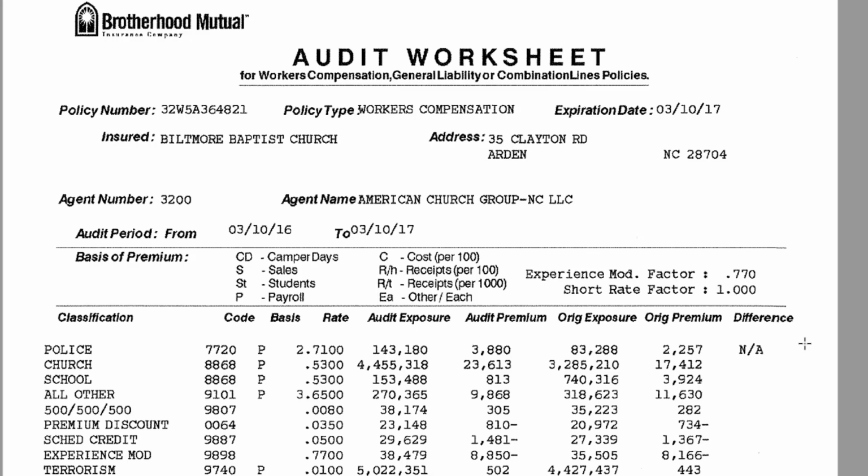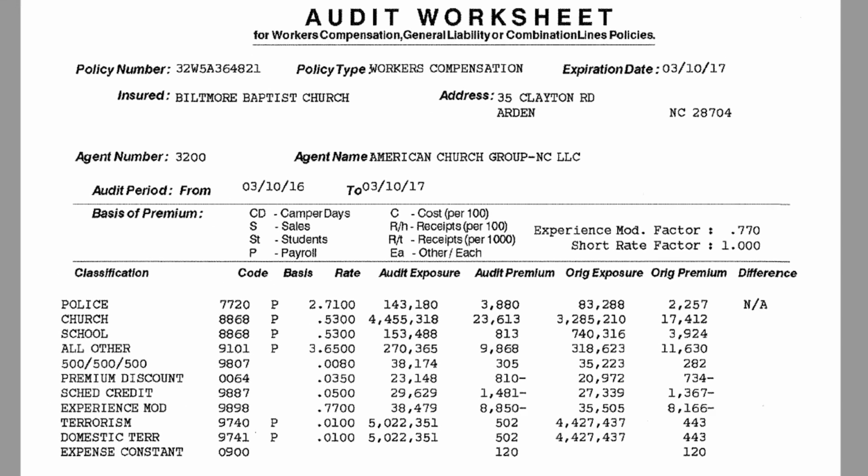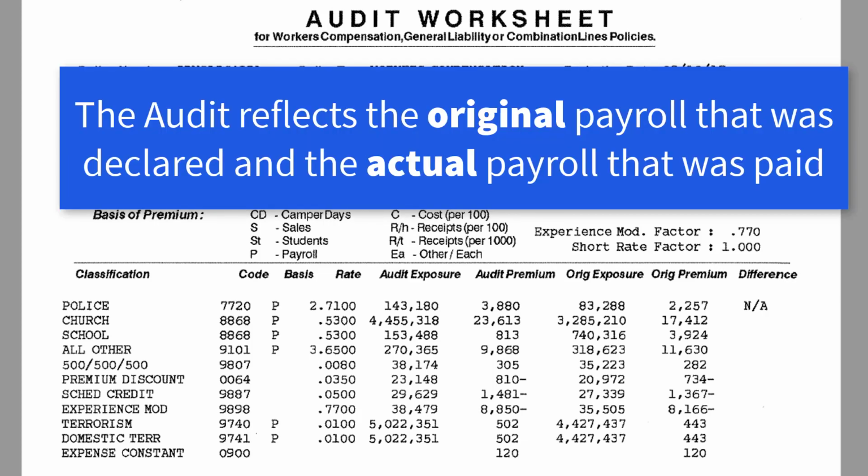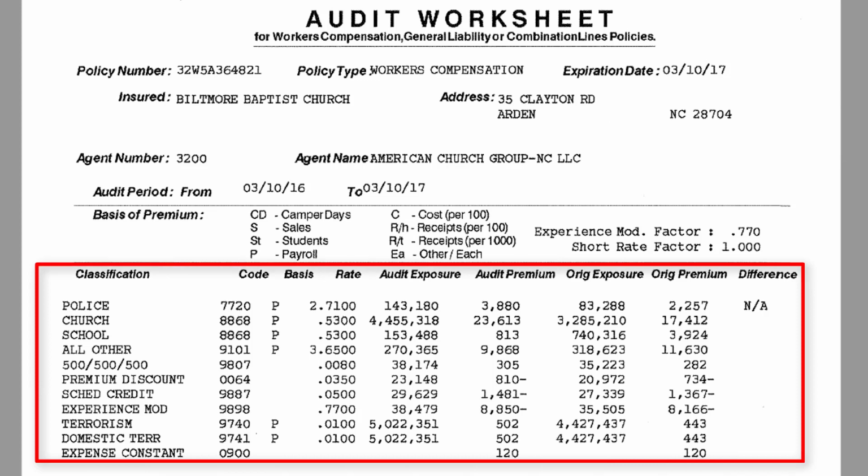If we go to the second page, you'll see an audit worksheet. After the insured sends in their job titles and payroll for the different classifications, and they do that at the end of their policy term, which is just after March, then Brotherhood takes that payroll and adds it up and puts it into an audit. The audit reflects the original payroll that was declared and the actual payroll that was paid out during the last year. They put it into this format and they see what the difference is. And sometimes payroll will go up and sometimes down based on the change. They will either get an additional premium or they will get a refund.